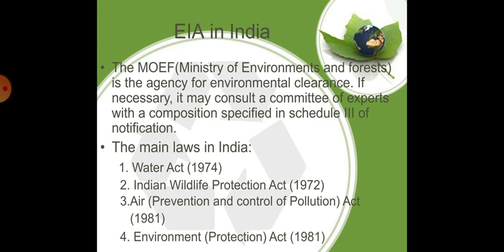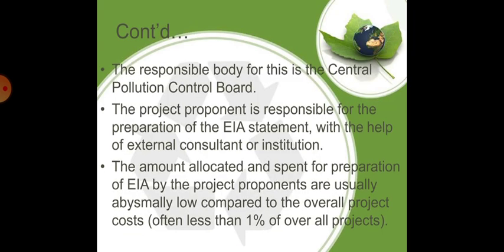The main laws in India are the Water Act 1974, the Indian Wildlife Protection Act 1972, the Air Prevention and Control of Pollution Act 1981, and the Environmental Protection Act 1986. The responsible body for this is the Central Pollution Control Board.